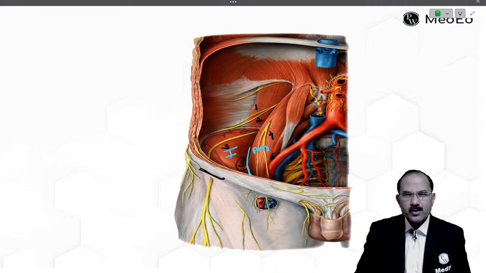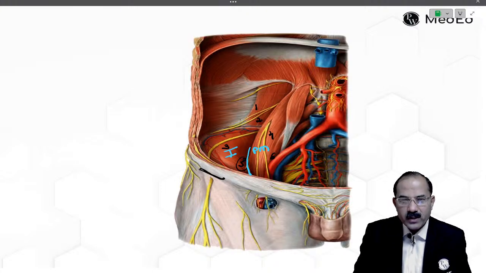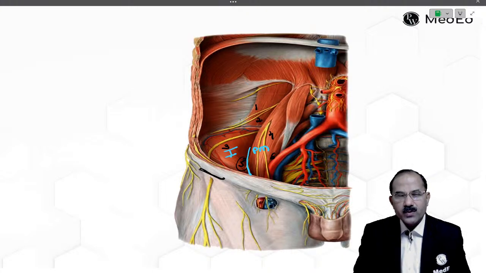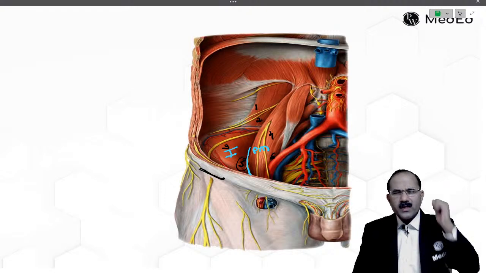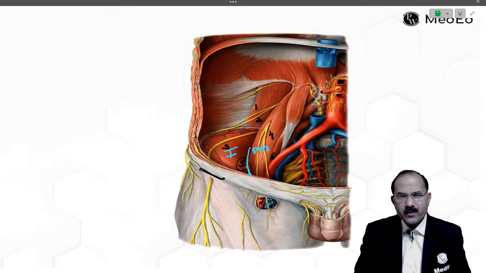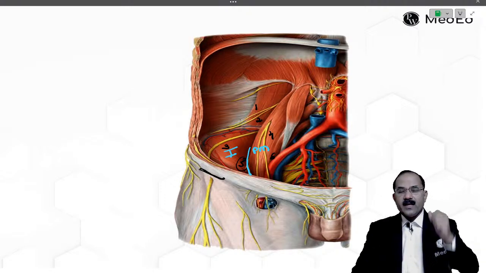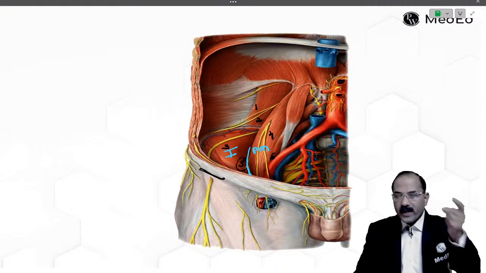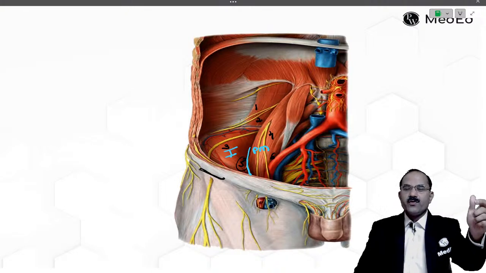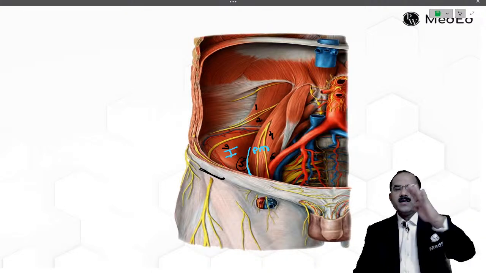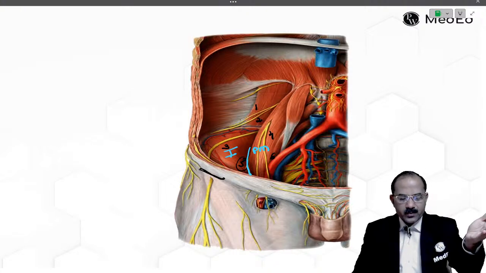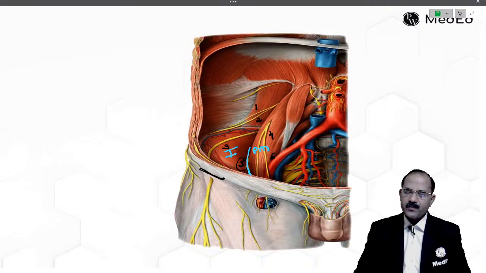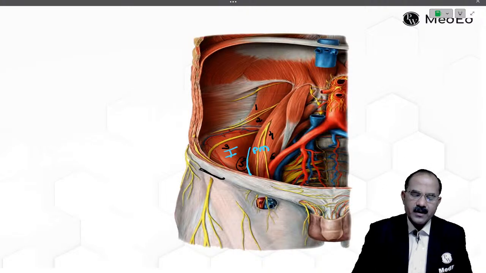Femoral nerve. Can you tell the root value? By now you must know the root value of the femoral nerve. L2, L3, L4, but L2, L3, L4 is also the root value of the obturator nerve. So what is the difference? It's the dorsal divisions of the ventral rami of L2, 3, 4 that form the femoral nerve, and the ventral divisions of the ventral rami of L2, 3, 4 that form the obturator nerve.